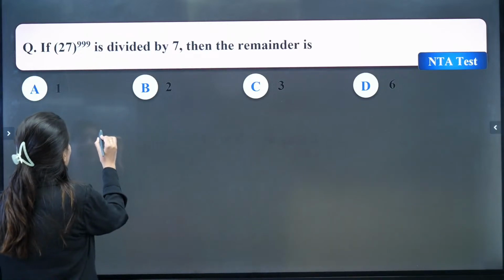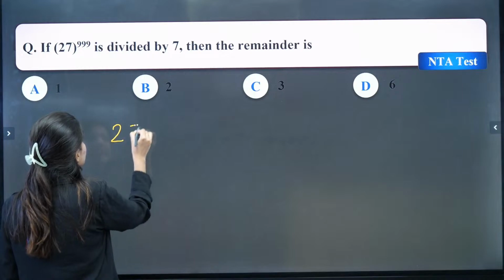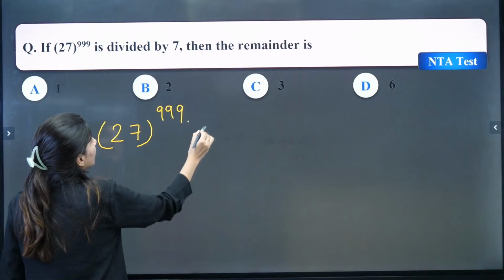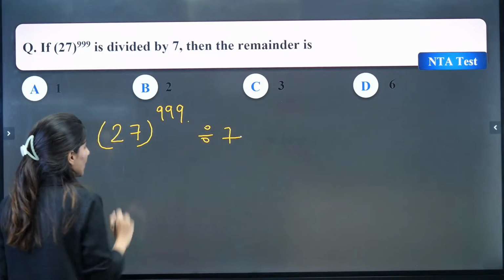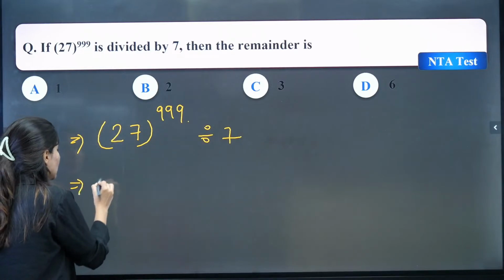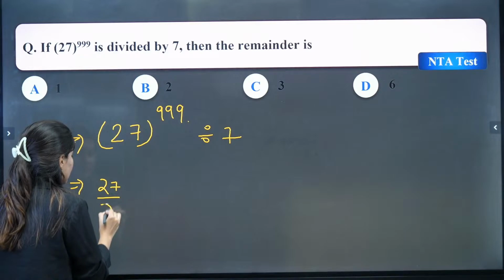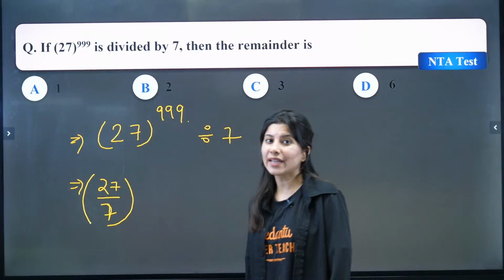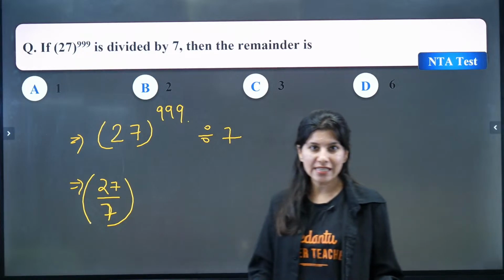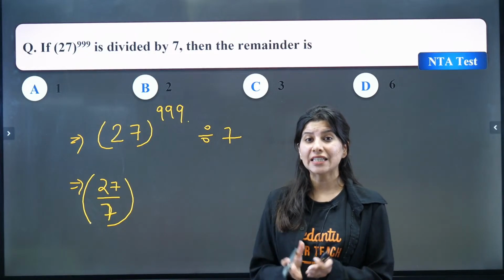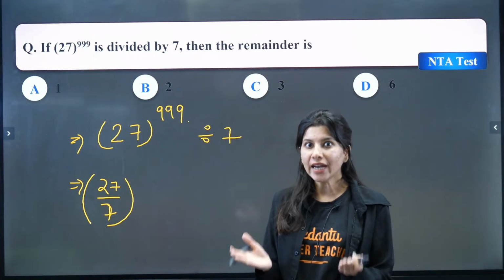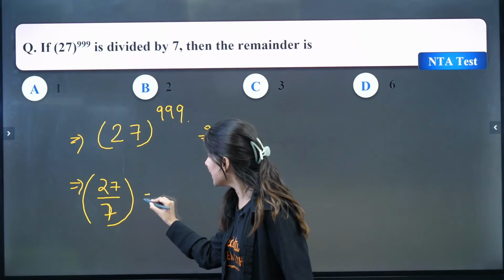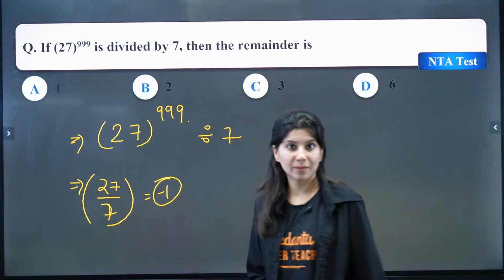Okay, 27 999 divided by 7. Okay, all right. So let us talk about 27 by 7. When I divide 27 by 7, what do I get? Remainder. 7 ones are 7, 7 twos are 14, 7 threes are 28, which is 1 less than 27. So we will get minus 1 as the remainder.